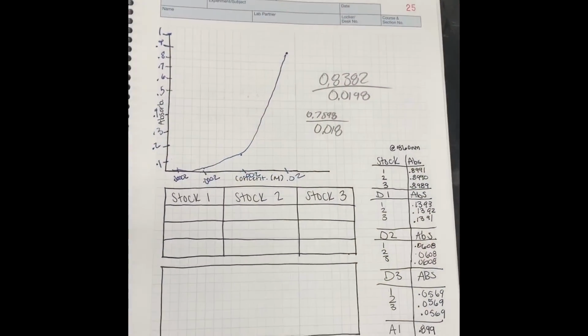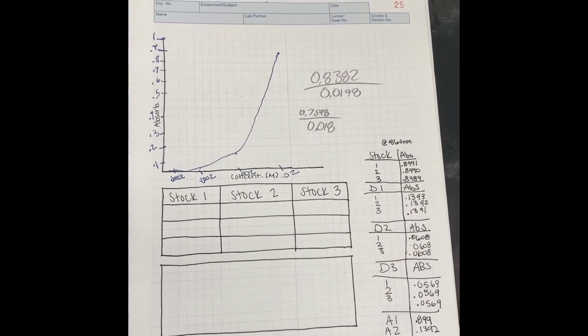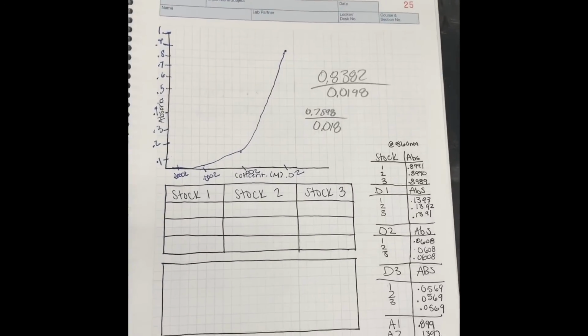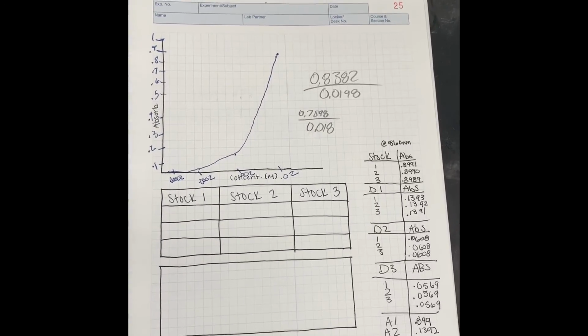And here's a calibration curve and a chart of our average absorbances. And as you can see, there's a linear relationship between absorbance and concentrations.